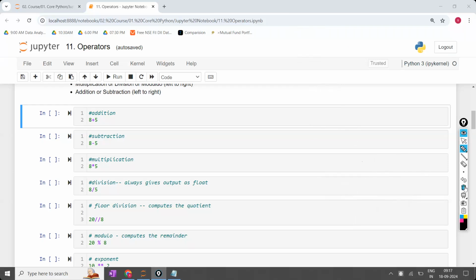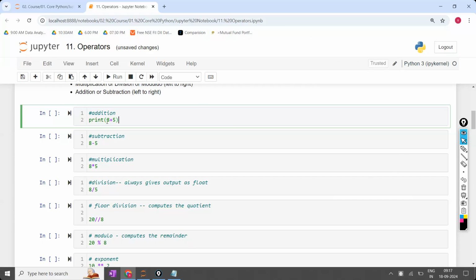Now, here 8 plus 5. Sir, you are writing 8 plus 5, you are not even writing the print. Why? For example, if I write the print, inside the print it is going to have 8 plus 5. First the inner bracket will be executed, that is 8 plus 5. 8 plus 5 means 13. Print 13 means 13 will be printed.